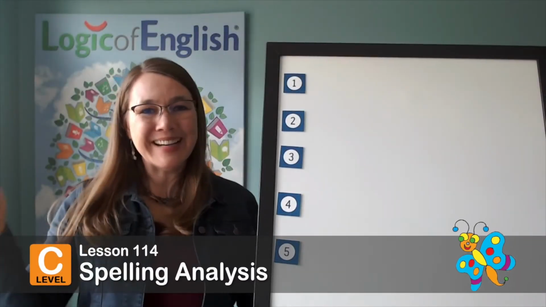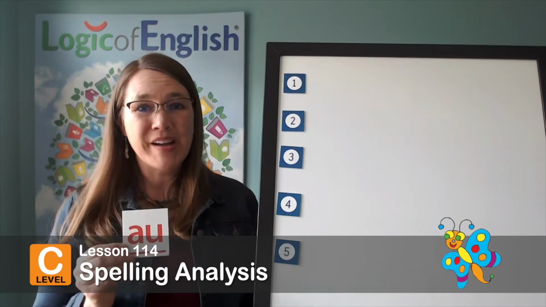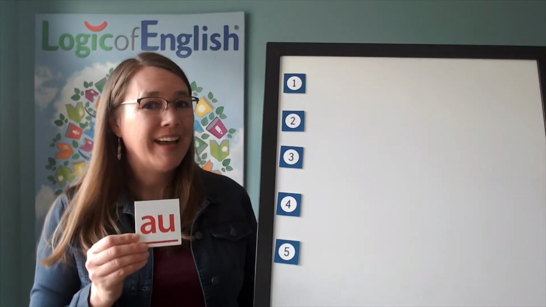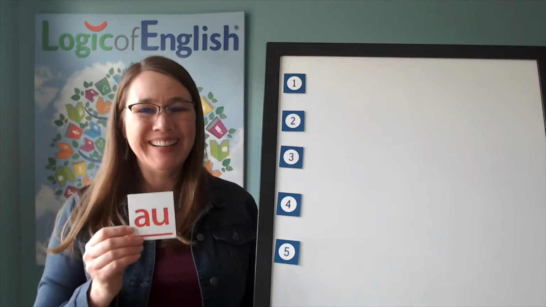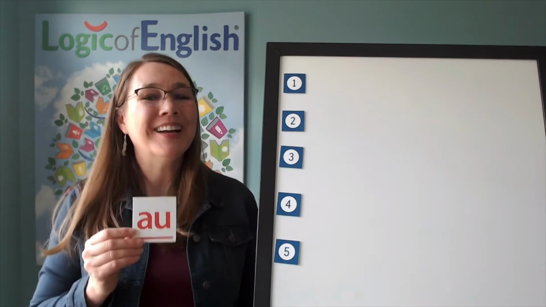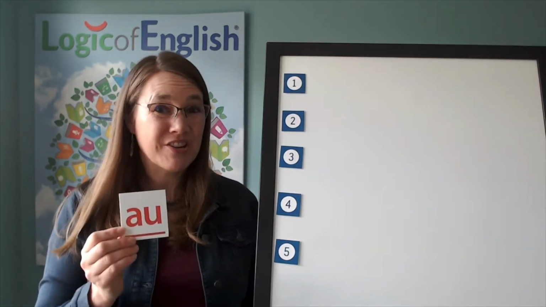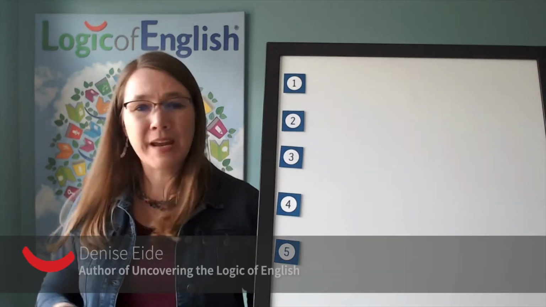Welcome to Spelling Analysis. Today we get to use our new phonogram, aw. Are you ready? Aw. Be listening for this. And may we use this form of aw at the end? No. Why not? English words do not end in I, U, V, or J, so we can't use this two-letter aw at the end.